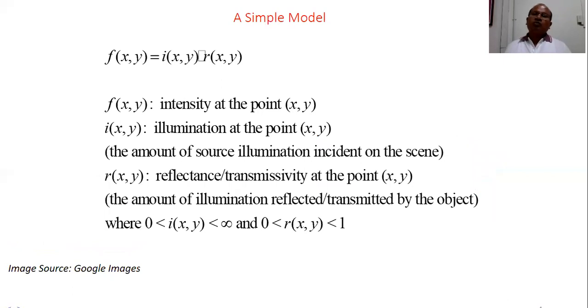Let's understand how, in image processing, the operation on an image is performed. An image is a composition of two components. In the previous lecture, we have already discussed the illumination component and the reflectance component. I(x,y) is the illumination at any point (x,y), and f(x,y) is the intensity. And what is r(x,y)? Reflectance or transmittivity. How much light is transmitted? How much light is reflected? How much intensity is reflected?